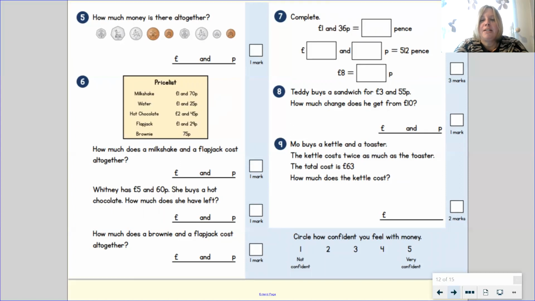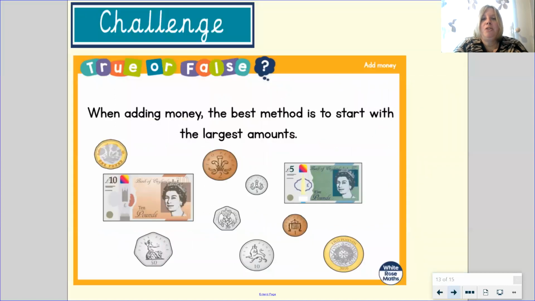Now you can't do this circle part on your work, but I'd like you to write down a number between 1 and 5 to show me how confident you felt with your work on money. Remember to show your methods that you've used so I can see how you solved the problem. Challenge 1, if you have time. When adding money, the best method is to start with the large amounts. Is this true or false? Why?